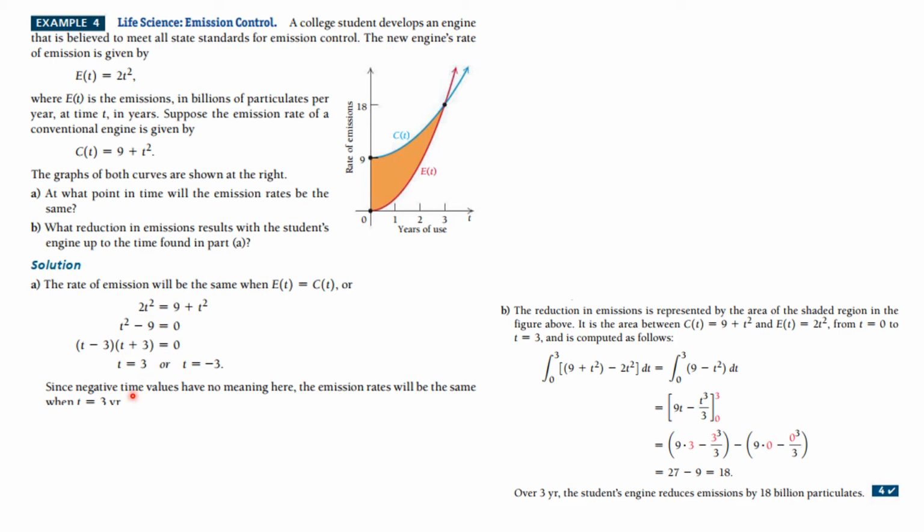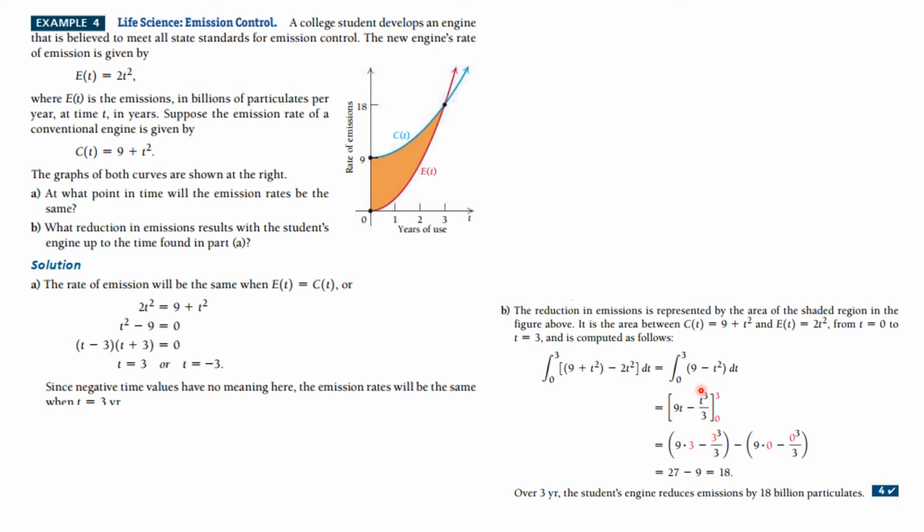That'll factor. So this goes from minus 3 to positive 3. But you see, we're only going from the year 0, so 0 is really going to be our bottom point, so we're going to be going from 0 to 3. And it's t equal to 3 where the emissions will be the same. So the reduction in emissions is represented by the area of the shaded region right here. So that's the area between the curve on the top and the curve on the bottom. So this is the definite integral from 0 to 3 of the function on the top minus the function on the bottom.